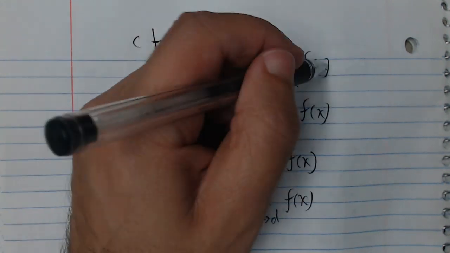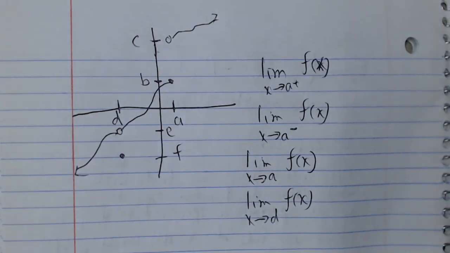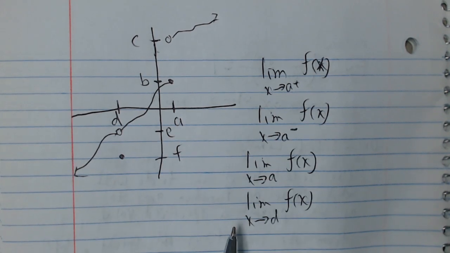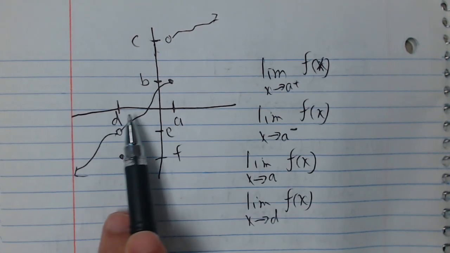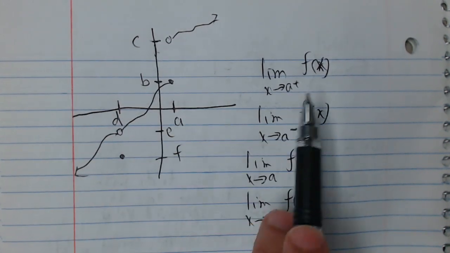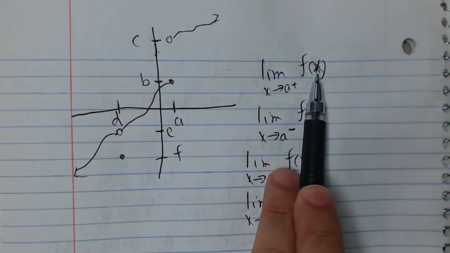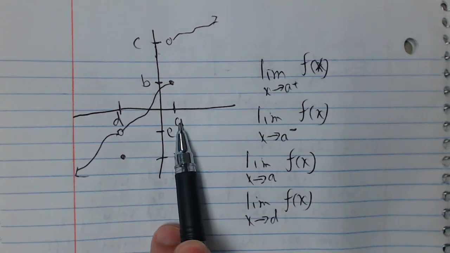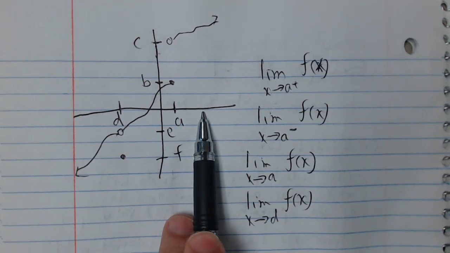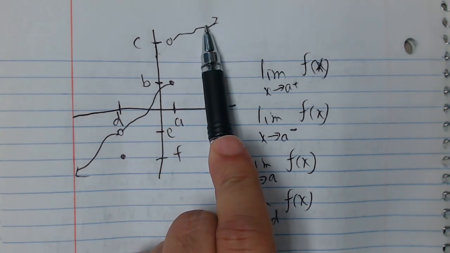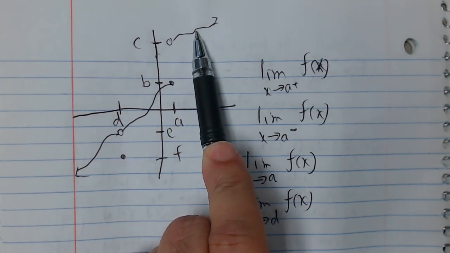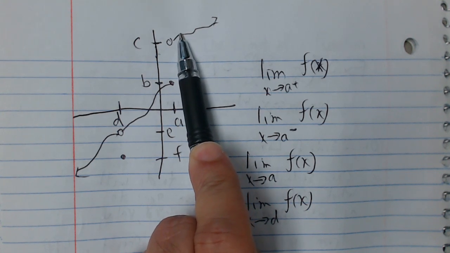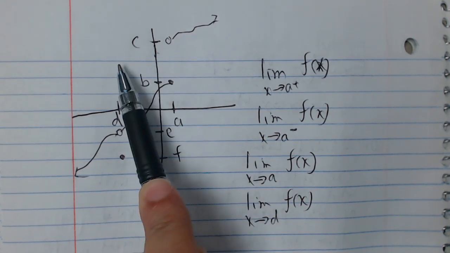Okay, so I would pause the video now and just find them, and then play it once you're ready to see this. So let's talk about these. What is this saying? If I go to my function f, what y value does my function approach as my x values approach a from the right side? So here's a. If I go to the right of a, I'm going to jump up here. If I approach a from the right side, what do you notice is happening to my y values? They're getting closer and closer to c.